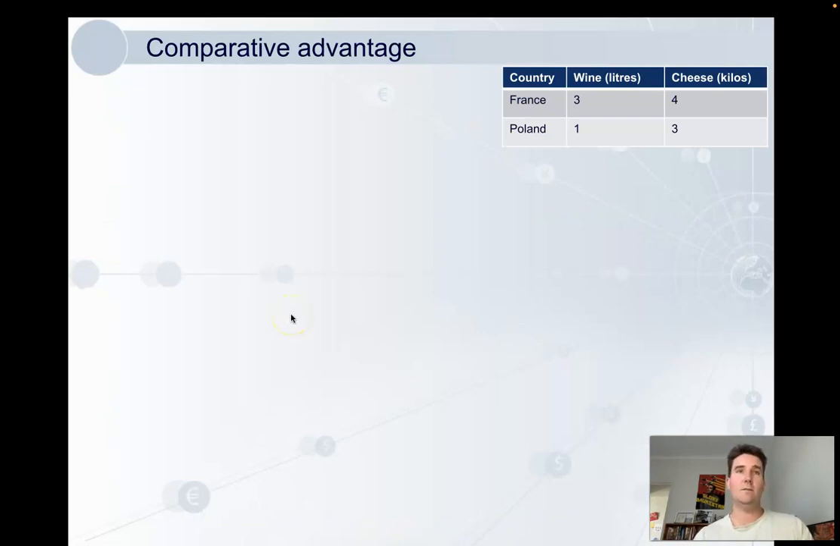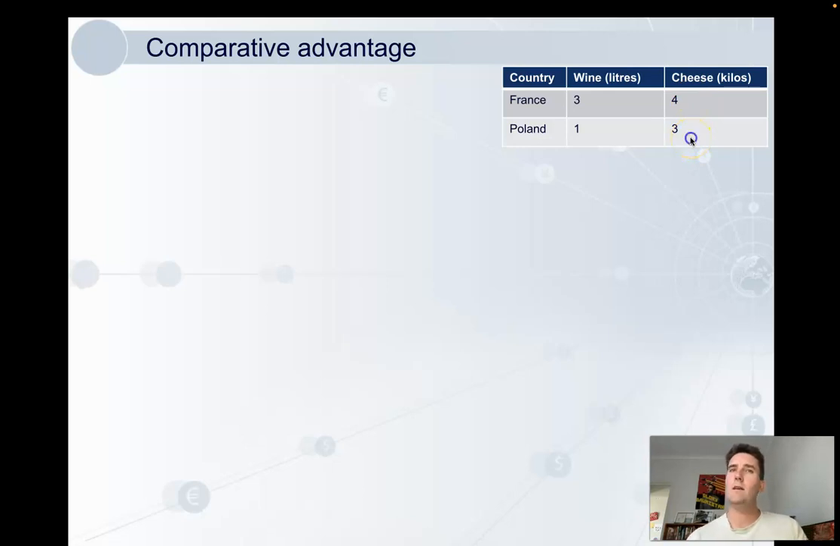Now consider another set of data, France and Poland making wine and cheese. If we again assume that they have the same quantity of resources, we see that France has absolute advantage in wine. They can make 3 litres, while Poland can only make 1. And also in cheese, where they make 4 kilos compared to Poland's 3.